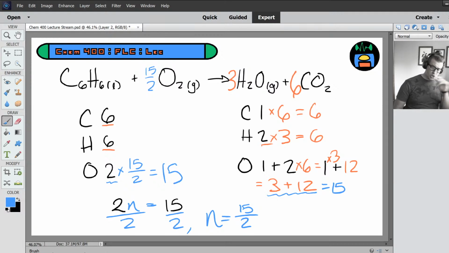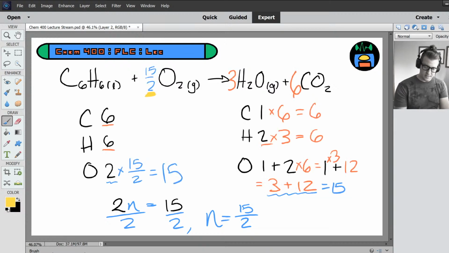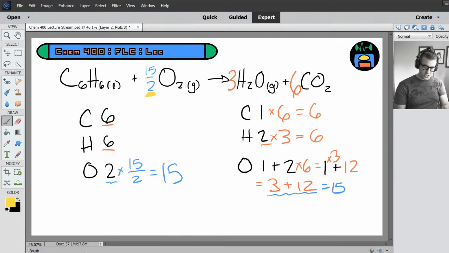However, you can never leave a fraction in as a stoichiometric coefficient in your balanced chemical equation, all right? That can never happen. You can use a fraction to balance it, but you've got to get rid of that denominator once you are out the other end. So what you do to get rid of the fraction that you just introduced is multiply everything in that balanced chemical equation by your denominator, all right?